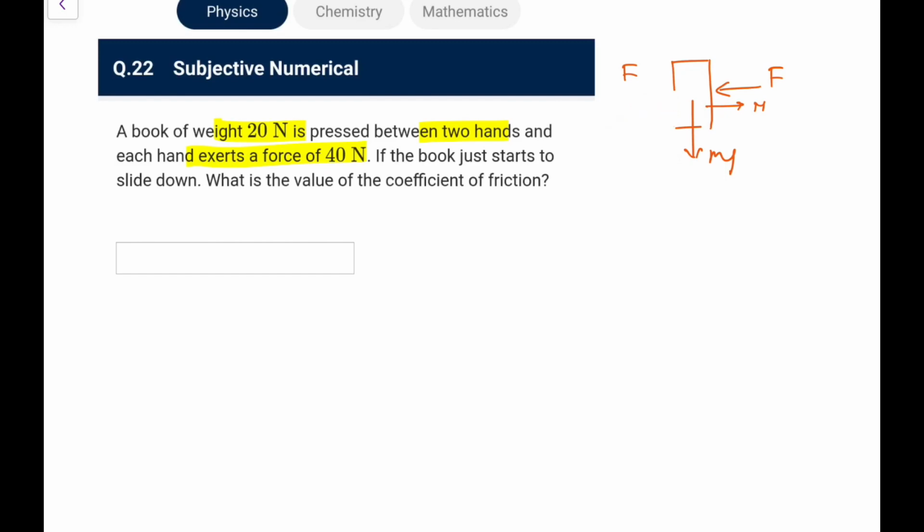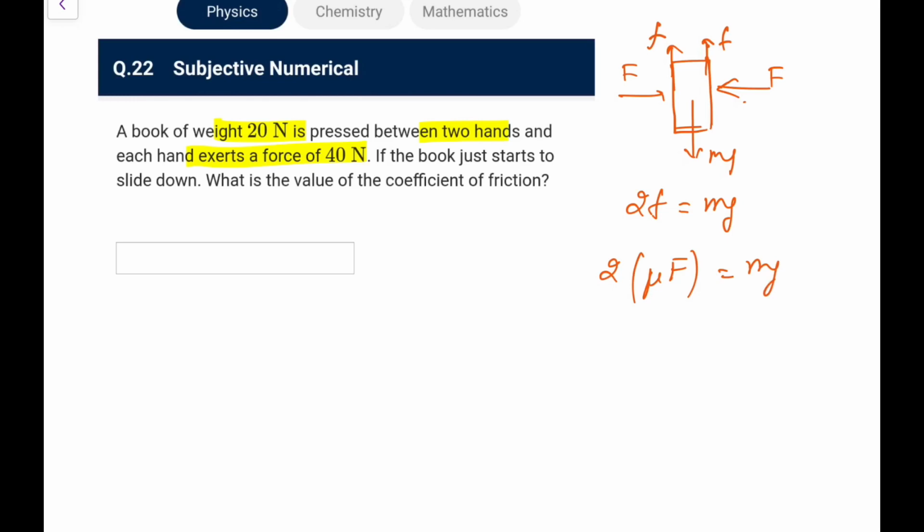So I should not show this N because N is exerted by the book, so I will draw the FBD of the book only, let's say like this. So friction acts like this, F and F, so I can make it out in limiting case 2F is equal to mg, or 2 times mu F equal to mg, that is because N is equal to F. So the value of mu is mg, 20 upon 2 into F, which is 2 into 40, that is 1 by 4. So the coefficient of friction comes out as 0.25 in this case.